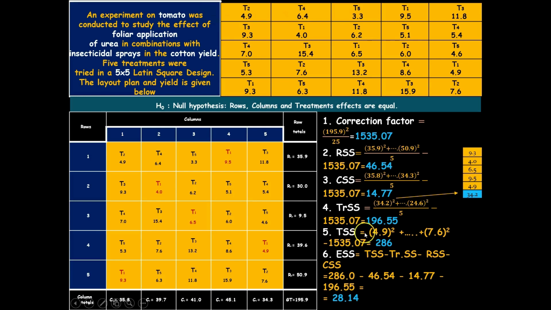Then total sum of squares is very simple. It is squaring each and every observation, say 4.9 squared up to 7.6 squared, and at the same time adding them. Then finally error sum of squares is very simple to calculate. So we have got all these sums of squares.